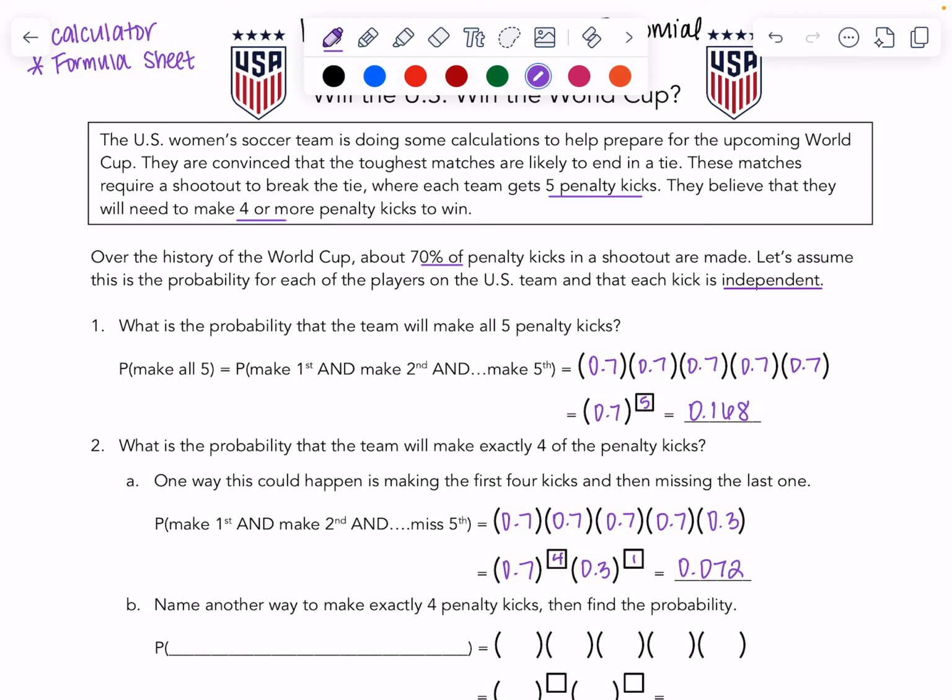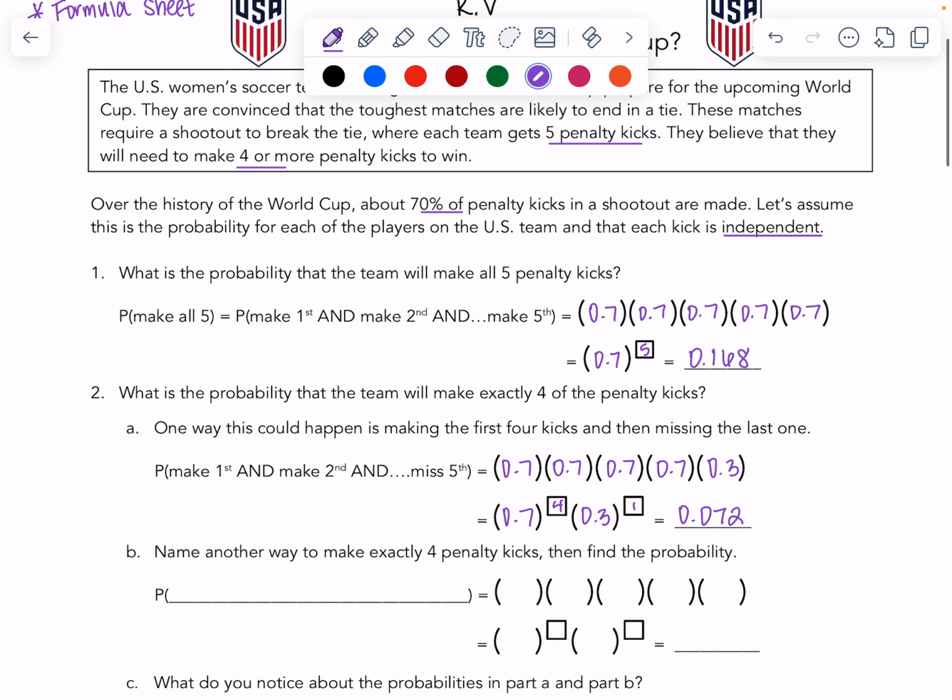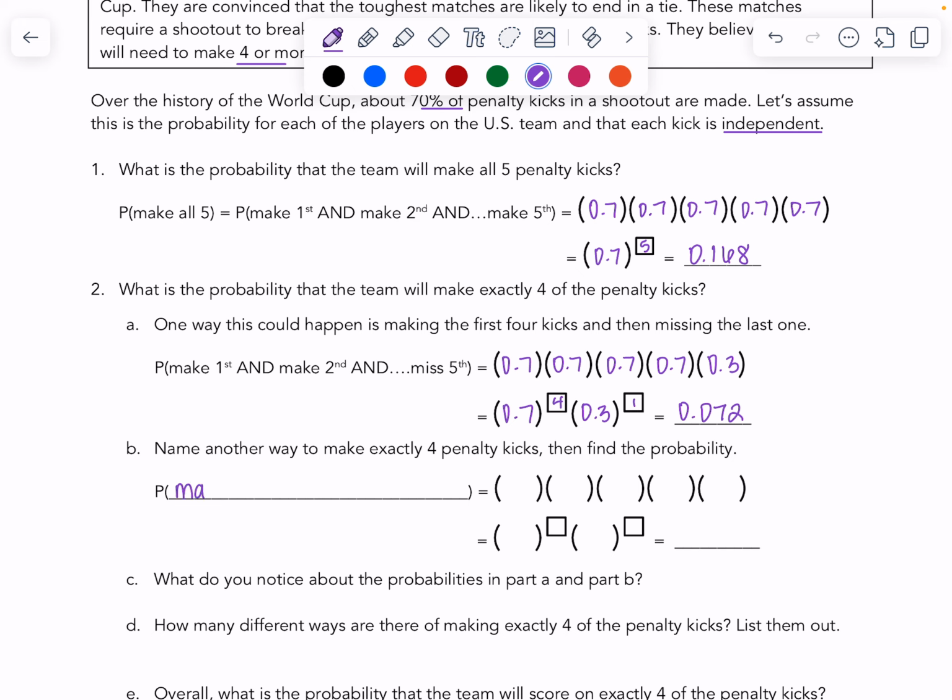Name another way to make exactly 4 penalty kicks and then find the probability. What I mean is that in the scenario for 2A, we missed the last one, but we could miss the second to last one. We could even miss the third to last one. So let's actually write out the words. We're going to miss the 4th kick. So make, make, make, miss, and make.